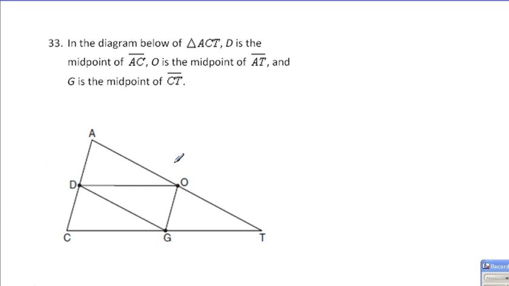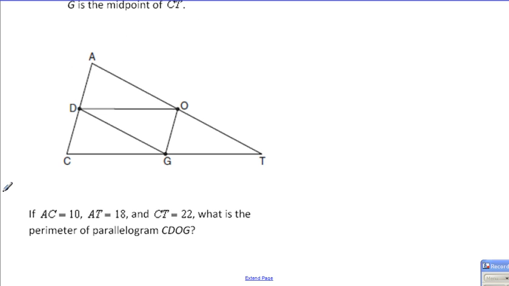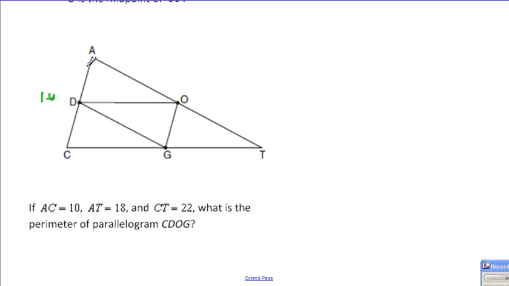All right, here we have midpoints, a very popular figure which we have to realize. AC is equal to 10, that makes this one 5. And AT is equal to 18, that makes this one equal to 9. And CT is equal to 22, that makes this one 11. Now, what is the perimeter of parallelogram CDOG?